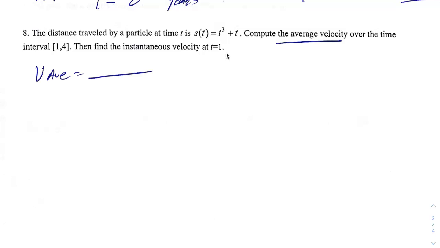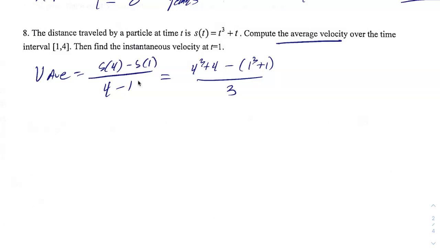1 and 4. So just s of 4 minus s of 1 over 4 minus 1. As we talked about, for average velocity, use the one above, use position. So we have this, we're just going to plug this in. So 4 cubed plus 4 minus 1 cubed plus 1, all over 3. So 64 plus 4, 68, minus 2. So 66 over 3, which equals 22. So that's our average velocity.